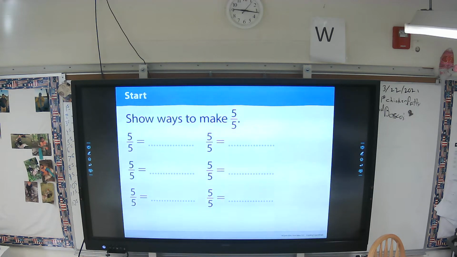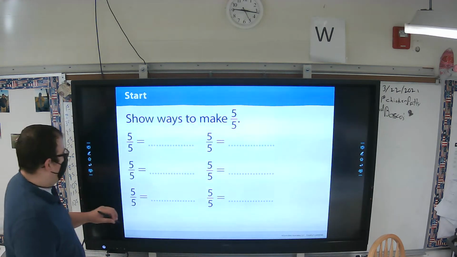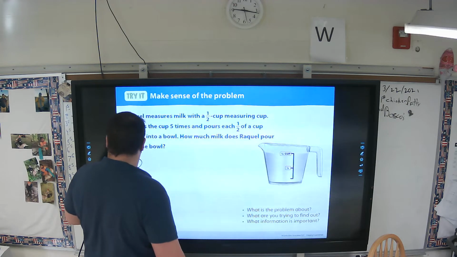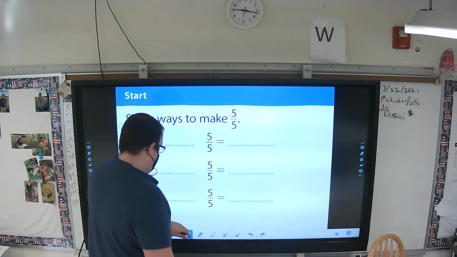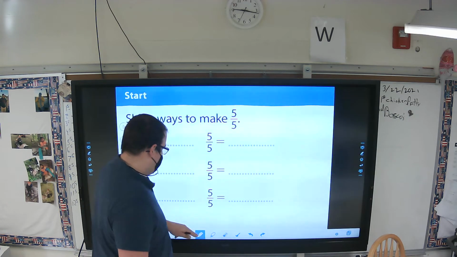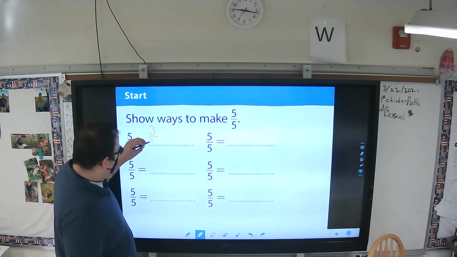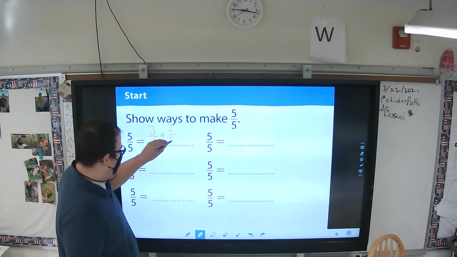Show me different ways to make 5/5. What's one way to make 5/5? 1/5 plus 1/5. Amelia? 3/5 plus 2/5. 3/5 plus 2/5 works, right? I had to click the writing pencil. 3/5 plus 2/5. What's another way?